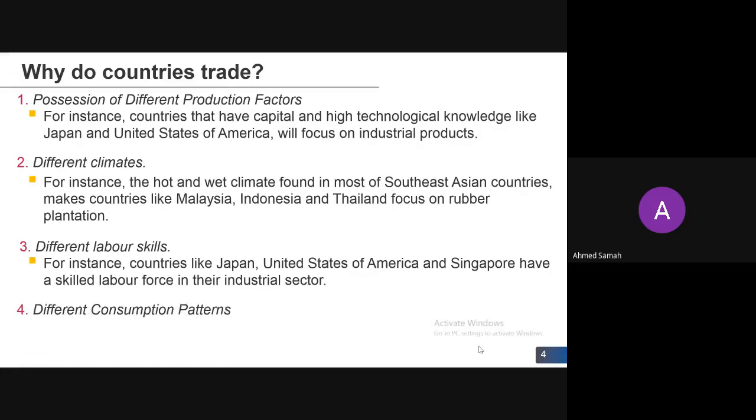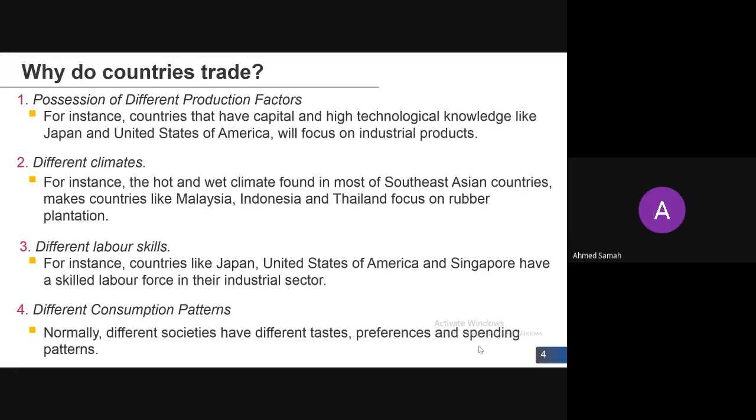Then different countries have different consumption patterns as well. So normally different societies have different tastes, preferences, spending patterns, and etc. For example, the goods consumed in Europe differ from those consumed here, and the goods in each country's CPI basket differ as well. So because of this, trade is necessary.